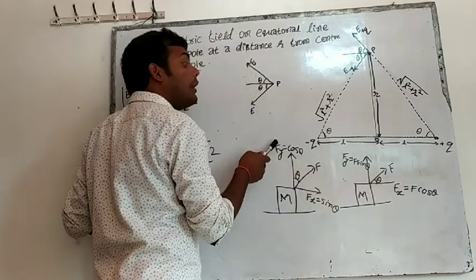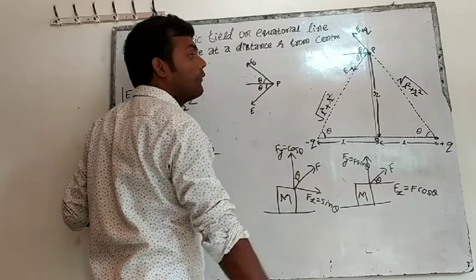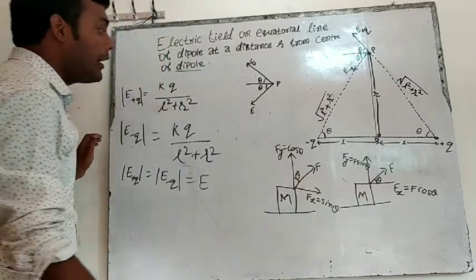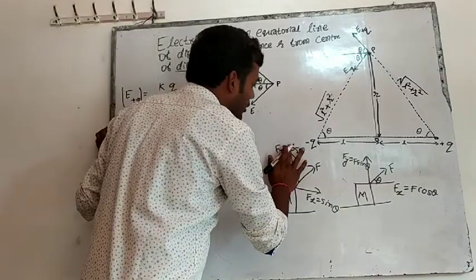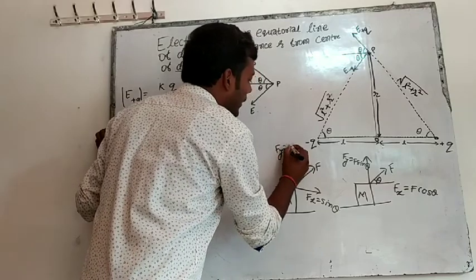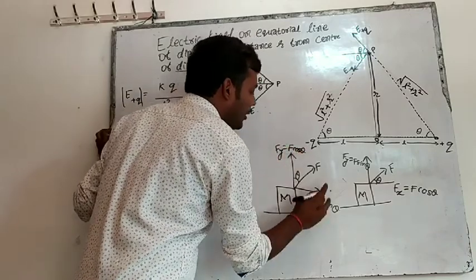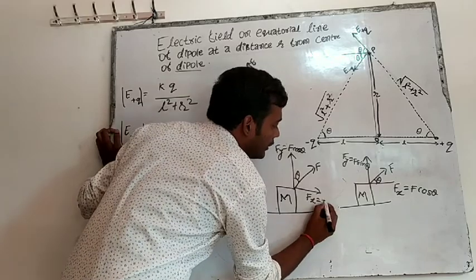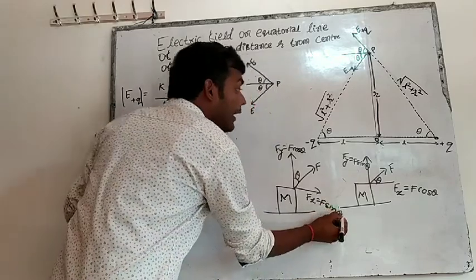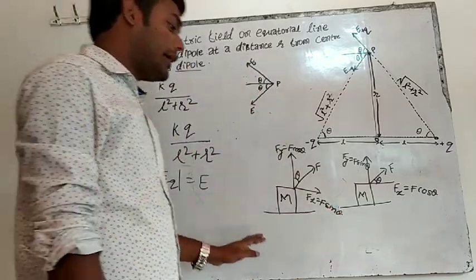If both make an angle with y, one will be cos and the other will be sine. Sorry, this will be F cos theta and this will be F sine theta. Clear?